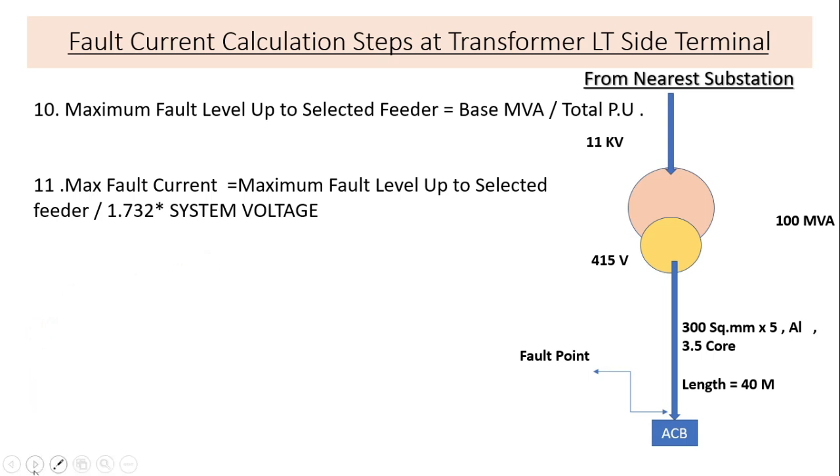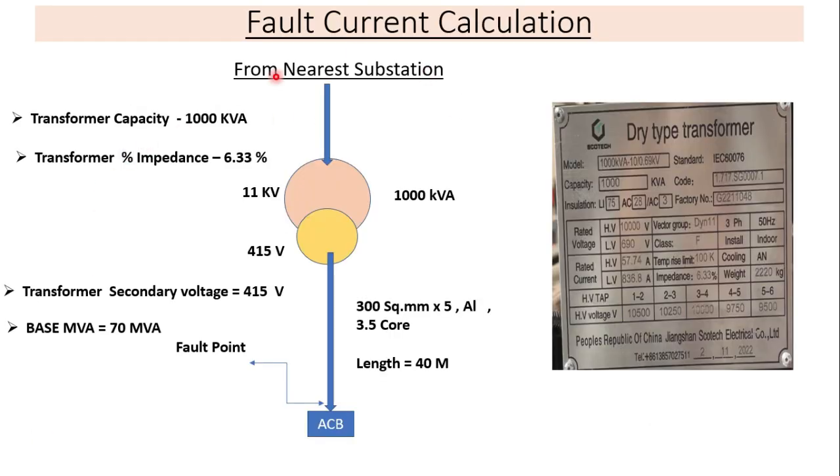So in step 1, what we have to do is consider the selected fault point. Here we have assumed the incomer of this ACB at this point. Then we have to take the transformer capacity. So here we have a 1000 kVA transformer as per this nameplate, as you can see. Then the transformer impedance, which is 6.33%. If you look into this nameplate, here we have an impedance of this value, 6.33%.